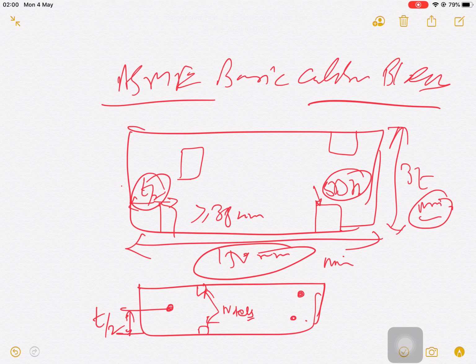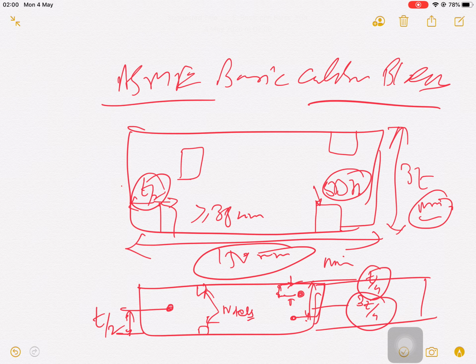This is the T by 4 distance from this edge to this edge, and for this it should be from this edge to this edge 3T by 4, if this is the thickness of this one. So this is especially for the ASME basic calibration block.